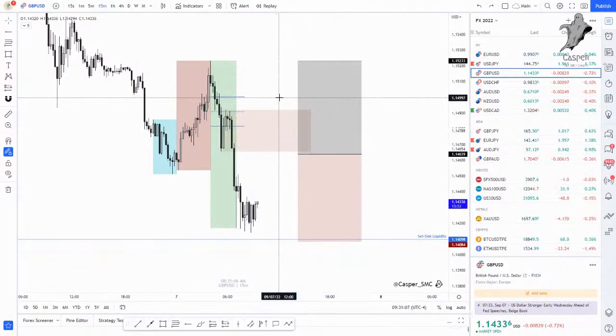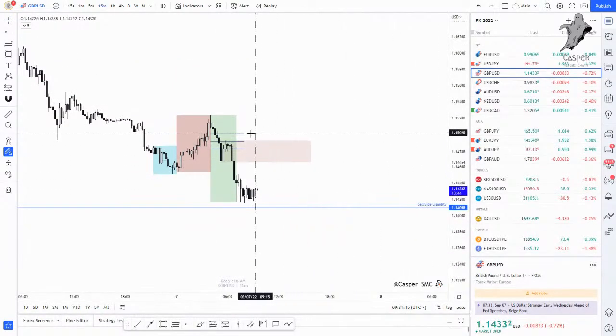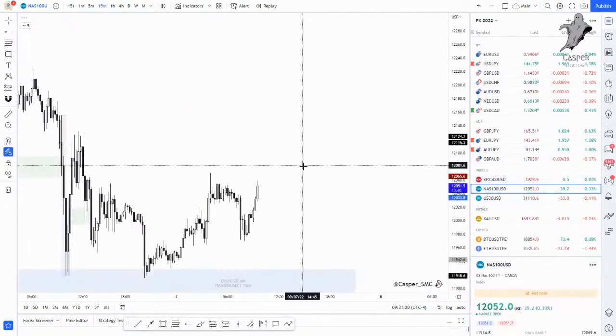So what I'm going to do is just monitor this and set alerts. If we get a nice retracement coming into the London close, we might get a nice little trade setup there. But that's something I did want to point out. Other than that, let's go ahead and get to indices.